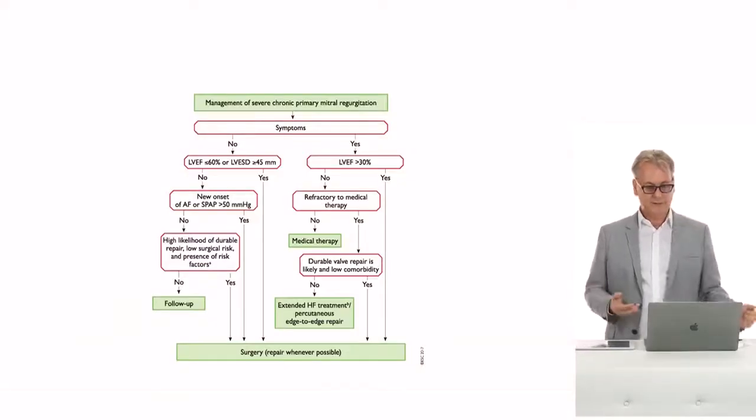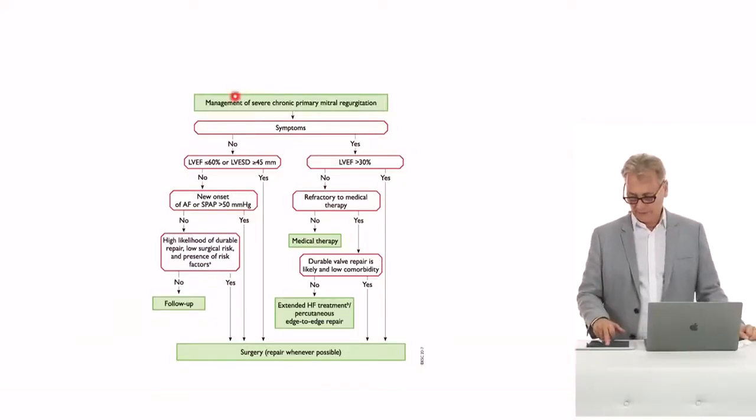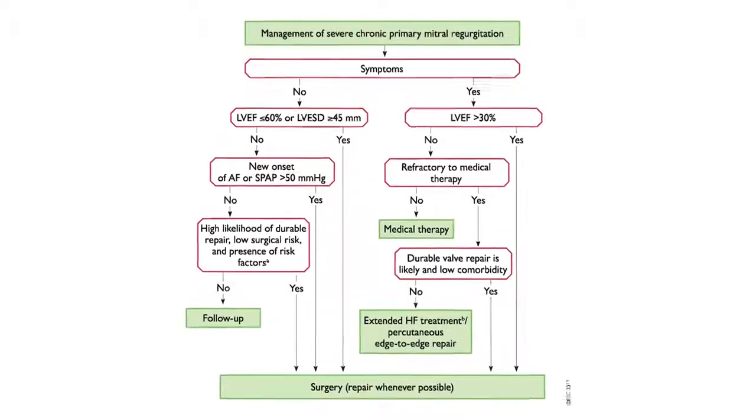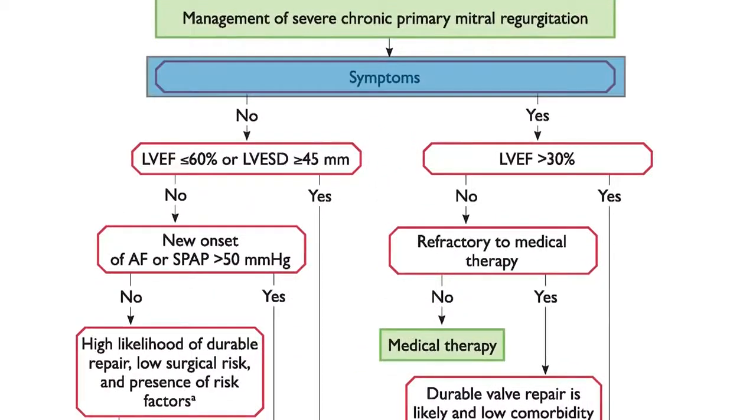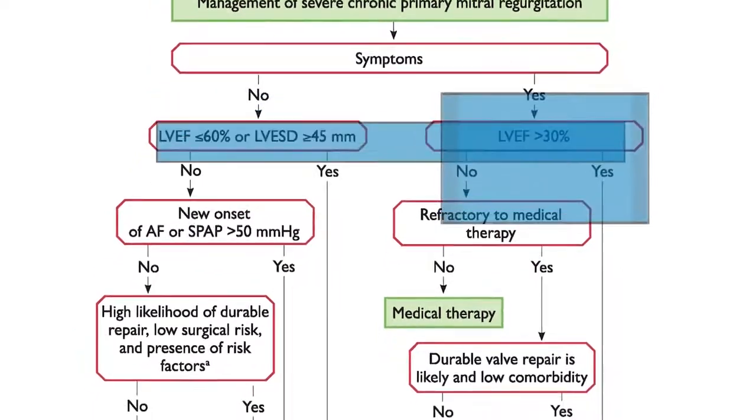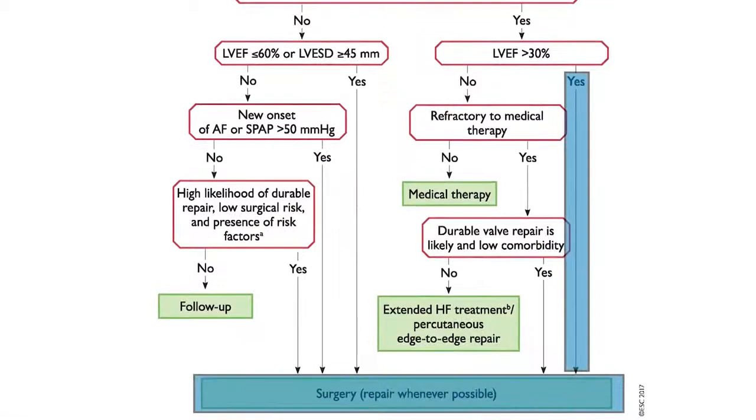If you have a patient who has severe chronic primary mitral regurgitation, the most important thing to look at is whether the patient is symptomatic or not. If he is symptomatic, we have to have an ejection fraction which is above 30%. If this is the case, then yes, it's quite clear the patient needs cardiovascular surgery, preferably with repair.